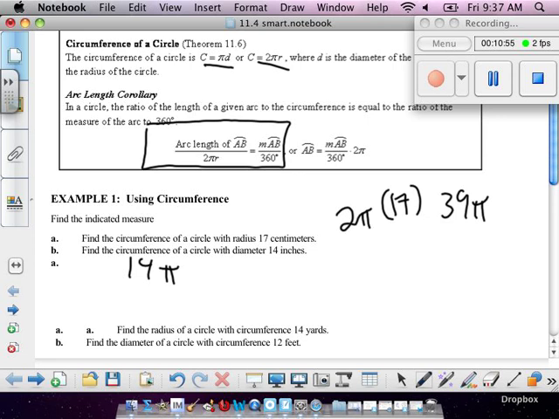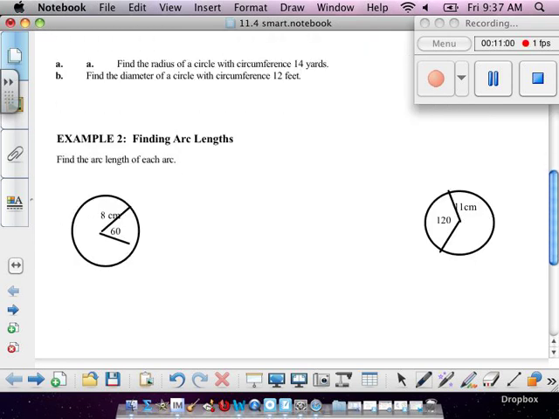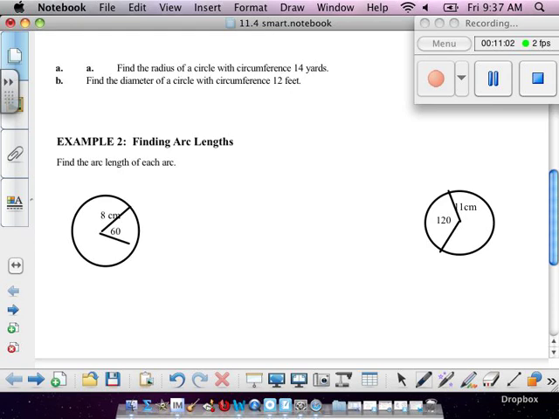Okay, we're going to skip these next ones because they're not even on your paper. And we're going to go to find the arc length. Okay, I know that the radius, I write r for radius, is 8. And I know this degree right here, the central angle we call it, or the degree of the arc, is 60 degrees. Okay, so I'm going to use that equation up there.